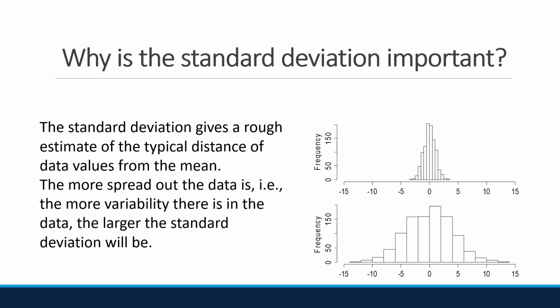The standard deviation gives a rough estimate of the typical distance of data values from the mean. The more spread out the data is, the more variability there will be in the data, and the larger the standard deviation will be. Comparing the 2 plots here, the top data set will have values that are close to one another, in other words, smaller standard deviation. The bottom will have values that are further apart, in other words, larger standard deviation.